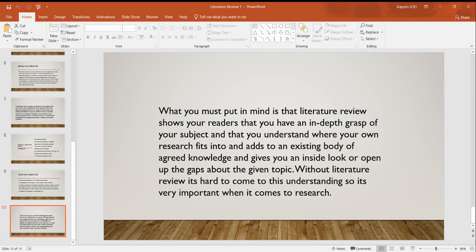Before you proceed with your topic in research, we all know that literature review is the third step. Without literature review, there won't be much work to be done. So it's very important. Let's keep in mind that literature review is very, very important.